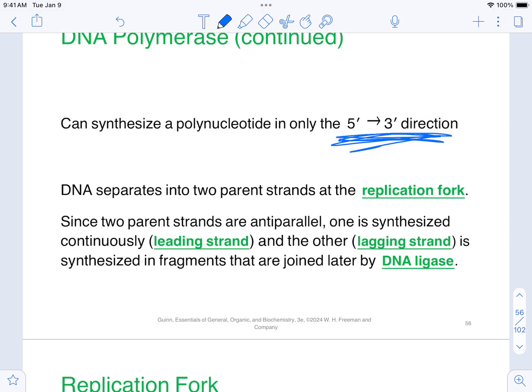So this replication fork, which we saw before, is where the DNA separates into two parent strands. We know these parent strands are anti-parallel. One is 5' to 3', one is 3' to 5'. We have two different strands: a leading strand and a lagging strand. Your leading strand leads the way, so it is continuously synthesized.